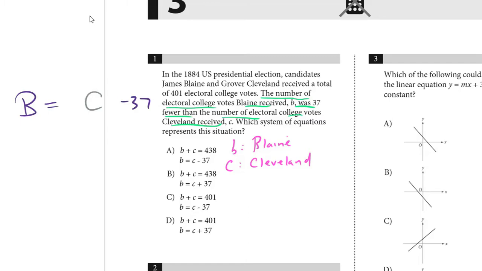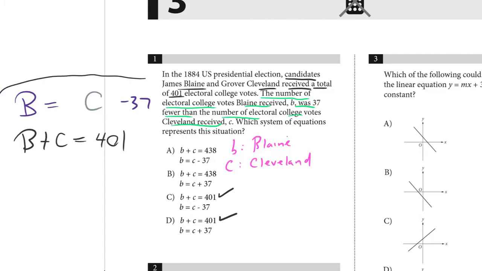And we're also being told that the two candidates, Blaine and Cleveland, received a total of 401 votes. So if B is the number that Blaine received and C is the number that Cleveland received, then the two of them put together should equal 401. So looking just for that equation, we have it here and we have it here. So does our other equation match any of the answers? It looks like this right here is matching this right here. So the answer for number 1 is C.